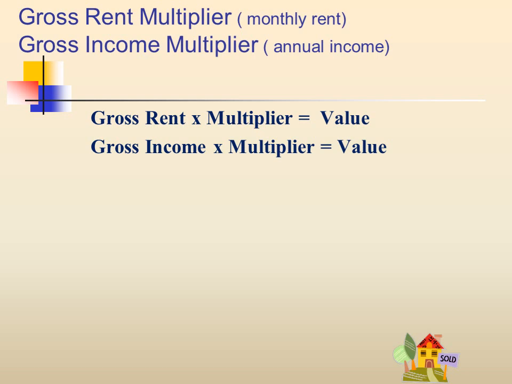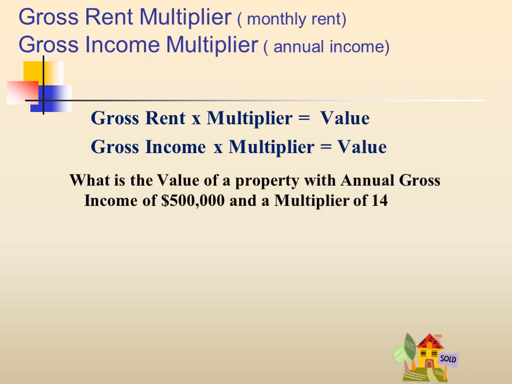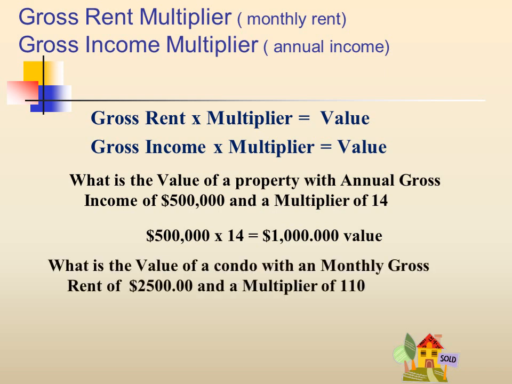To find value of either of these types of properties, we simply take the gross rent or the gross income and multiply it by the given multiplier. We'll be given the multiplier in the problem. So if we take our gross rent and we multiply it by the multiplier, we'll find our value, or the gross income. So what's the value of a property with an annual gross income of $500,000 and a multiplier of 14? We take $500,000 times 14. It's worth $7 million. What would be the value of a condo with a monthly gross rent of $2,500 and a multiplier of 110? Computed the same way. $2,500 a month times 110, it would have a value of $275,000.